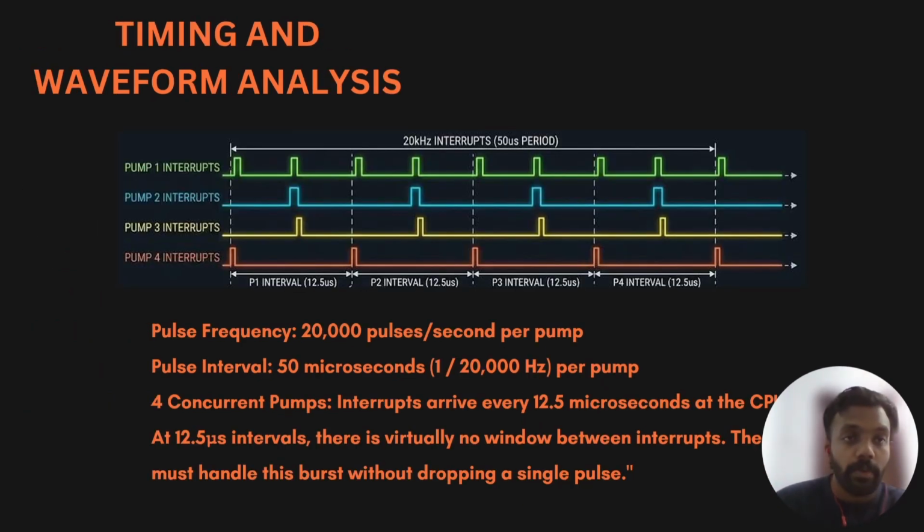This is our timing and waveform analysis, and this is a timing diagram that clearly shows the pulse frequency is at 20,000 pulses per second per pump, and our interrupts arrive every 12.5 microseconds at the CPU. At 12.5 microsecond intervals, there is virtually no window between the interrupts. Thus, the system must handle the burst without dropping a single pulse.